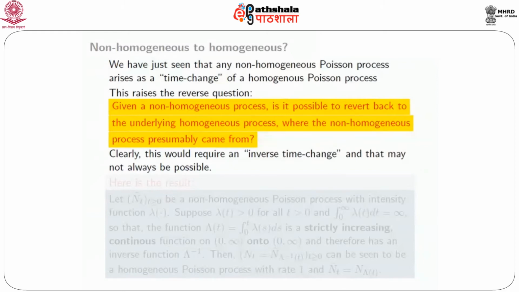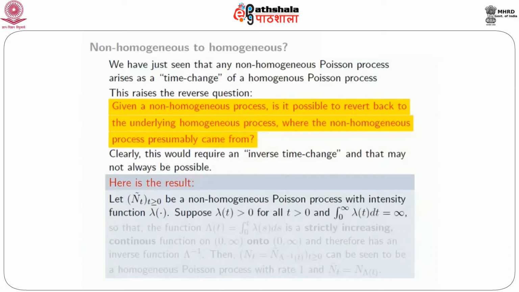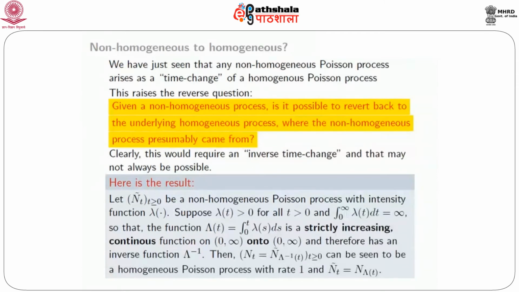Here is the result. Let N tilde t be a non-homogeneous Poisson process with intensity function lambda. Assume that the following properties hold, namely lambda t is strictly positive for all t strictly positive, and the integral from 0 to infinity of lambda t dt is infinite. That means even though lambda may be locally integrable, the total integral of lambda from 0 to infinity is infinite. So the function capital Lambda t, if you define it this way, equal to the integral from 0 to t of little lambda s ds, would be strictly increasing because lambda is assumed to be strictly positive. So the integral of a strictly positive function as t increases would keep on strictly increasing.